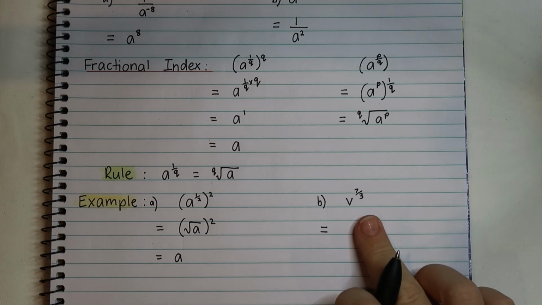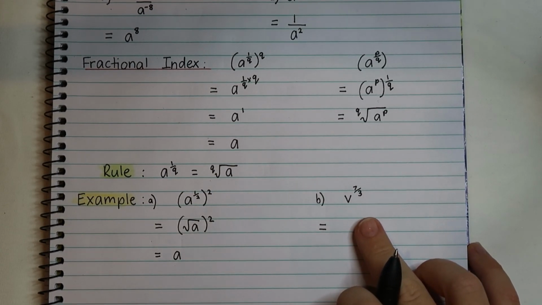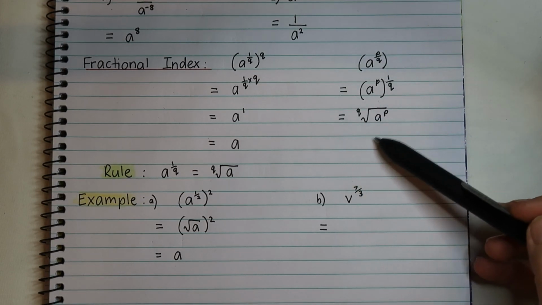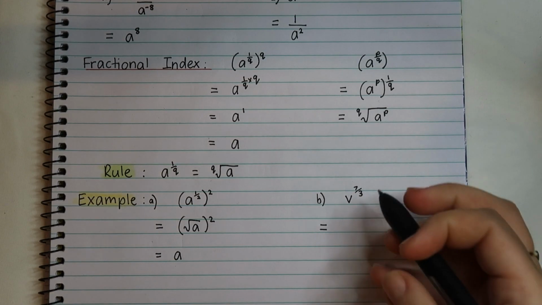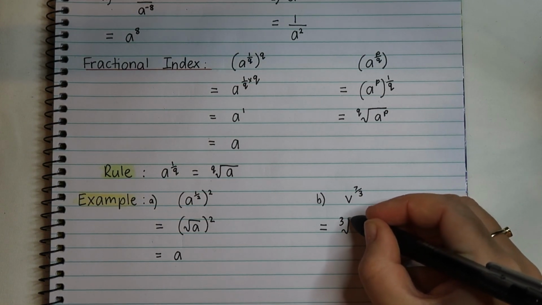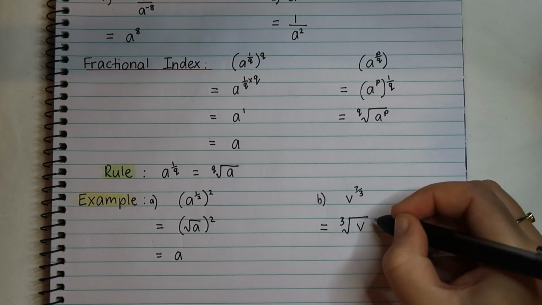So looking at a quick example, looking at b, we have b to the power of 7 on 3. And following the example from above, to express this as roots, we would write it as the cube root of b to the power of 7.